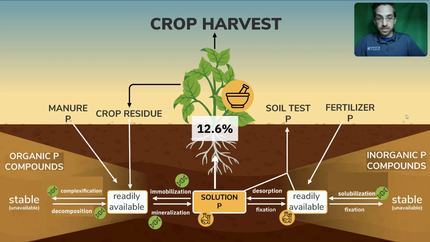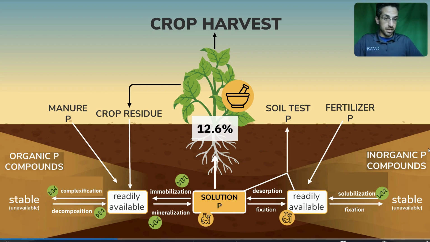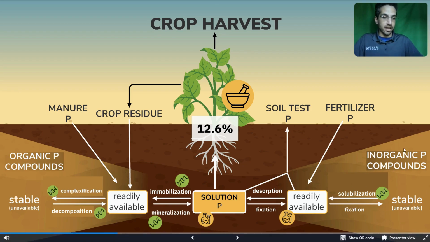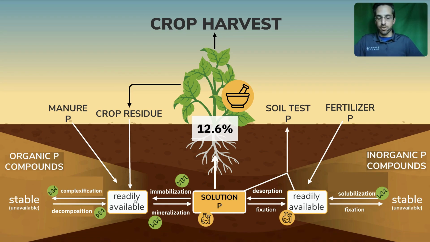So phosphorus, without dwelling on this too long, a small fraction of it is available. Of fertilizer applied, on average 12.6% actually gets taken up by the crop. Most of it becomes fixed stably in inorganic phosphorus compounds. Some of it will be taken up by microorganisms, or is in crop residue, or is in manure, or is in microbial dead cells, and that's stable organic compounds.